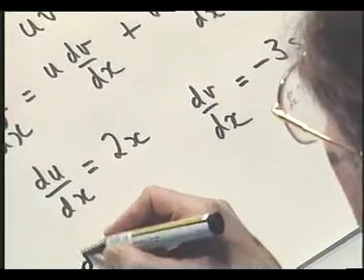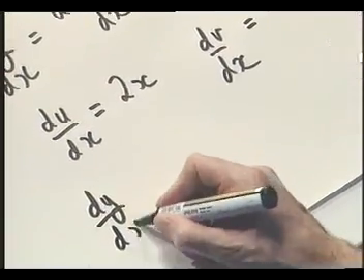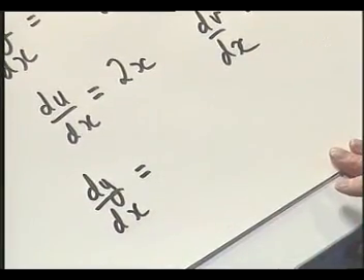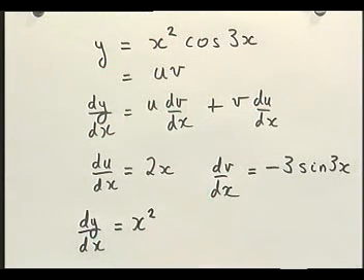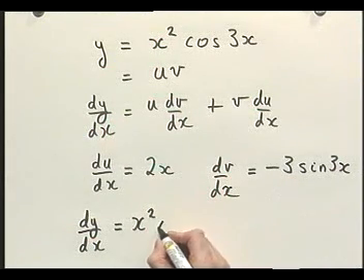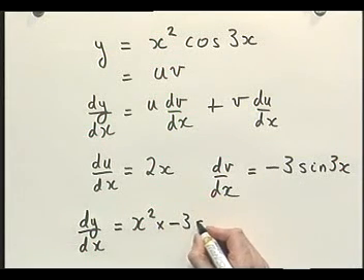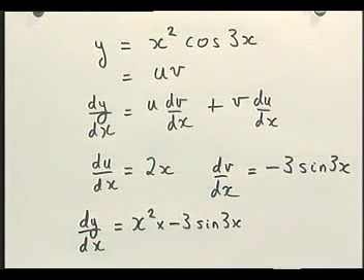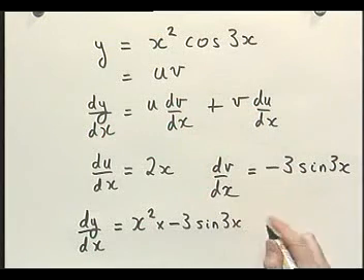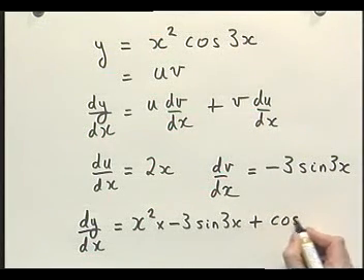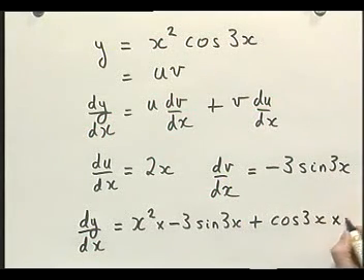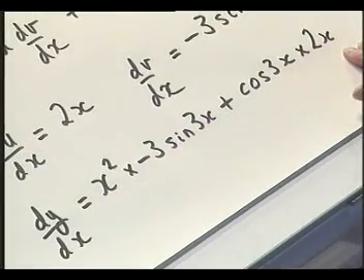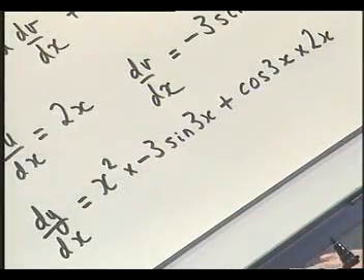So let's do that. dy by dx is equal to u, that's x squared, times dv by dx, so it's times minus 3 sine 3x, plus v, that's cos 3x, times du by dx, that's 2x. Now this looks ugly, and really we need to tidy it up a little bit.